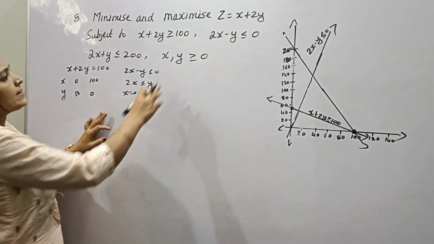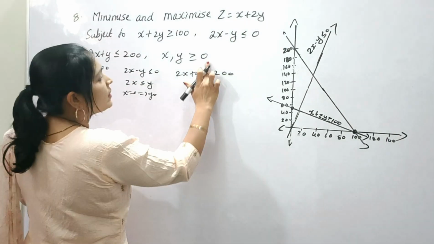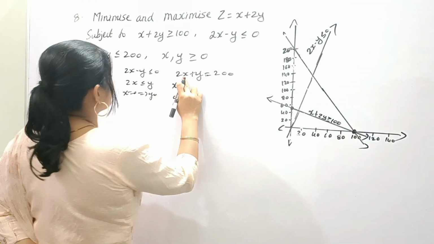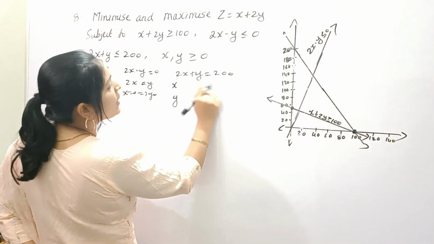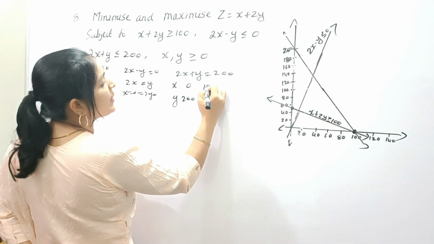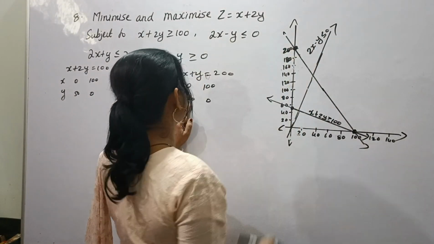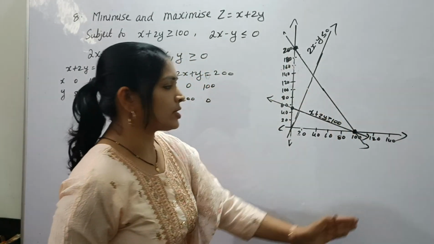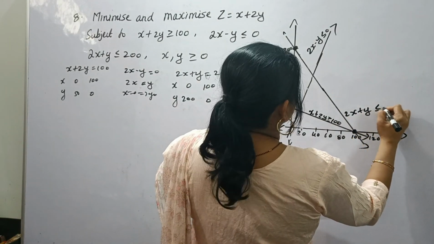Then next is 2x plus y less than or equal to 200. Here take equal to, to find the values of x and y. Put x equals 0. What is y? When x equals 0, y is 200. When y equals 0, x is equal to 100. Plot the points: (0, 200) and (100, 0). Join these points. So it is the line 2x plus y less than or equal to 200.